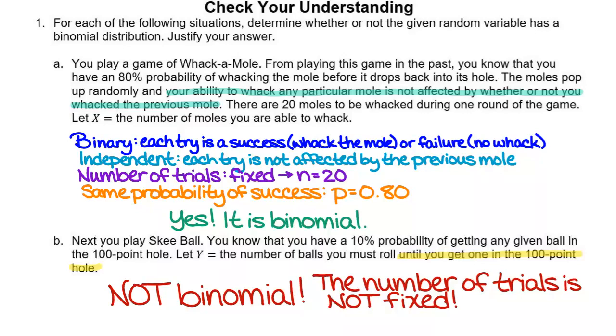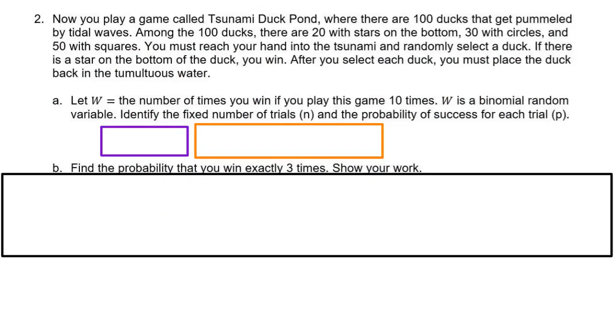Question number 2. Now you play a game called Tsunami Duck Pond, where there are 100 ducks that get pummeled by tidal waves. Among the 100 ducks, there are 20 with stars on the bottom, 30 with circles, and 50 with squares. You must reach your hand into the tsunami and randomly select a duck. If there's a star on the bottom of the duck, you win. After you select each duck, you must place the duck back in the tumultuous water. Is this binomial? Is our Tsunami Duck Pond game a binomial random variable?